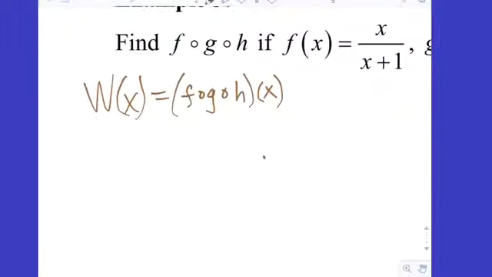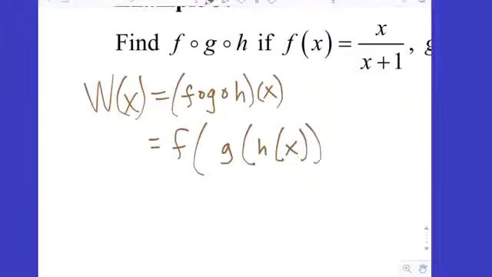Now, to write it in the expanded form, that's going to be F of g of h of x, close, close, close. Describing my daughter's closet. All right.